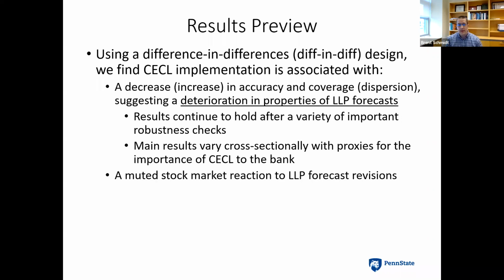The other key finding in the paper is that not only do we find a deterioration in the properties of loan loss provision forecasts, but we also show that CECL is associated with muted stock market reactions to these provision forecasts. We interpret that as market participants viewing these forecasts as less useful under CECL. So these are the two main takeaways from our paper.